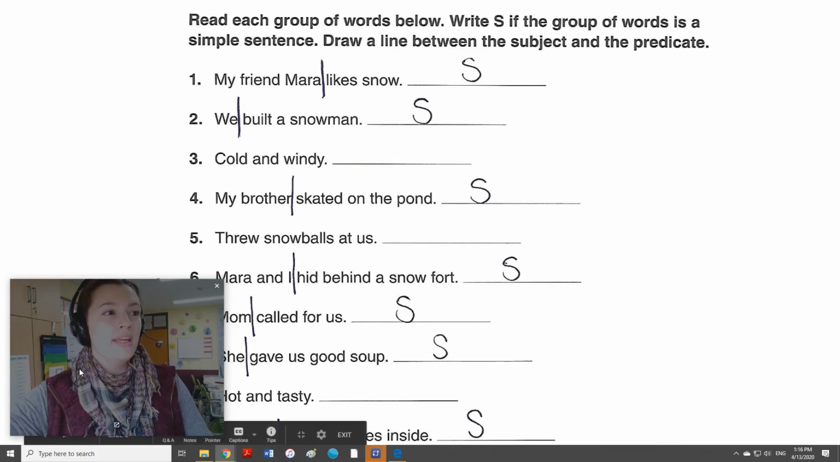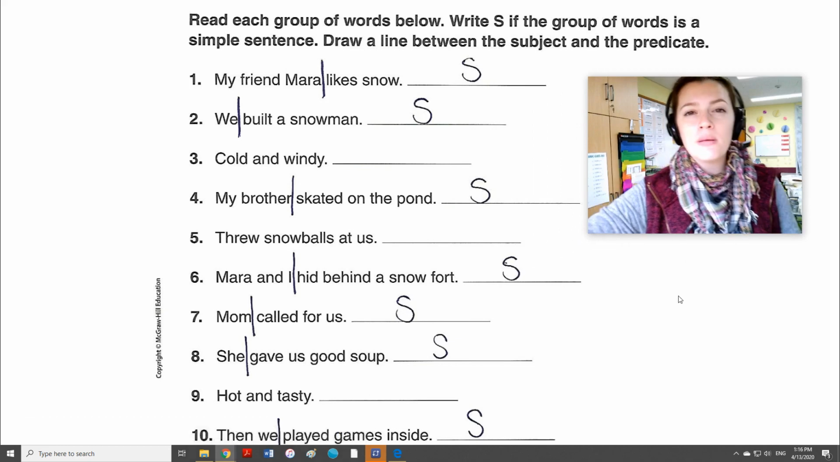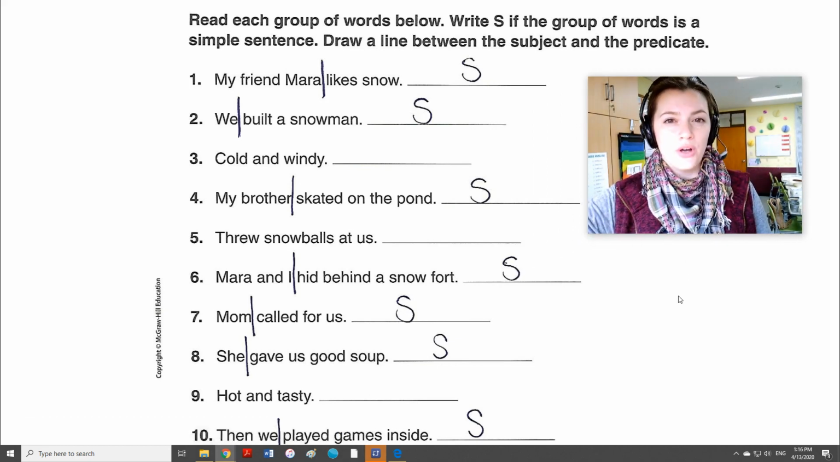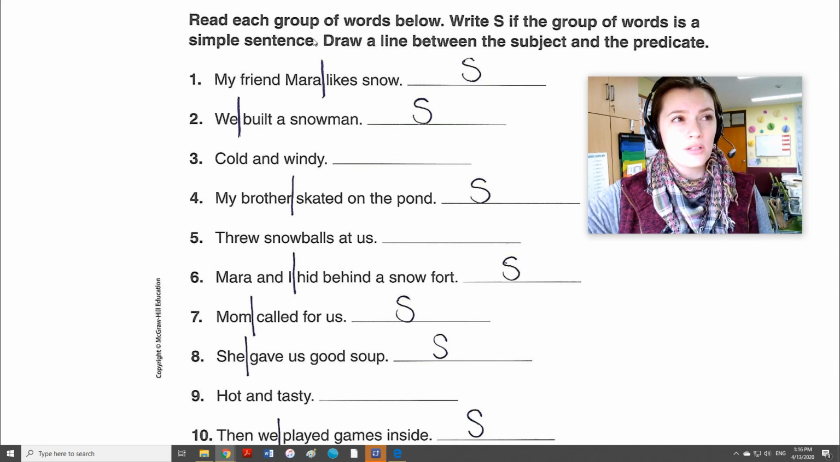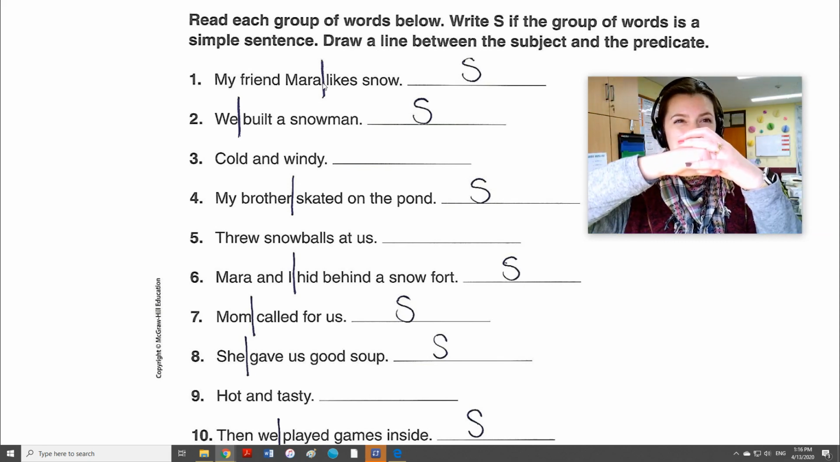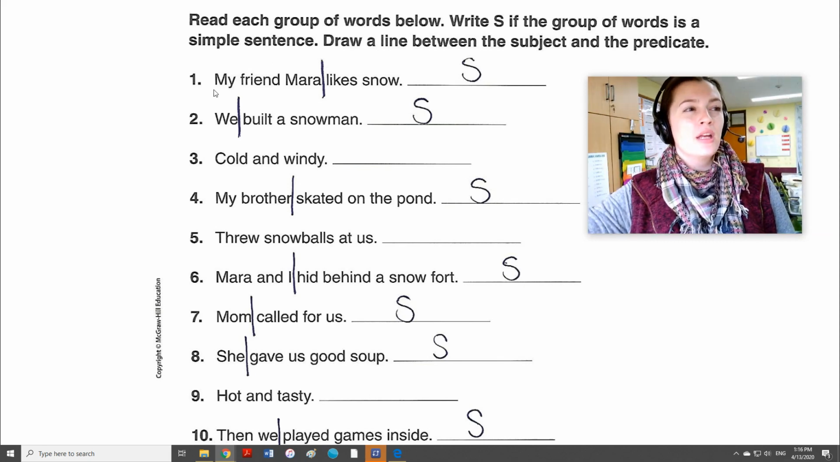Number one is a simple sentence. Let's read number one together. My friend Mara likes snow. Do you see where I drew the line? My friend Mara is the first puzzle piece. Like snow is the second puzzle piece. Okay? Number two is a simple sentence. Let's read it together. We built a snowman.